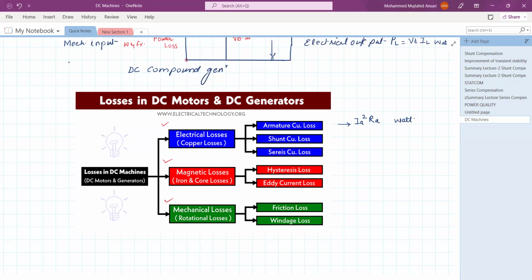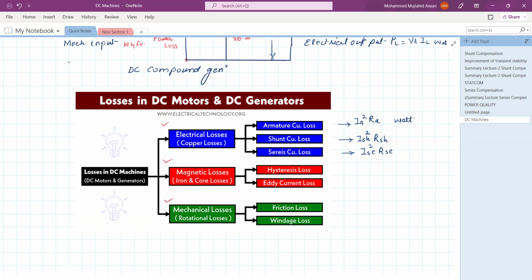Similarly, in case of the shunt field winding, the current flows in the shunt field winding. So ISH squared multiplied by the resistance RSH. And similarly the series field current, ISE, or it may be IA in case both are connected in series, times RSE. So these are the losses that take place in the armature circuit. Now out of these, the armature and series losses are variable losses because they depend upon the load condition for the DC shunt generator or DC compound generator. Whereas the shunt field current will remain constant, so it may be treated as a constant loss.